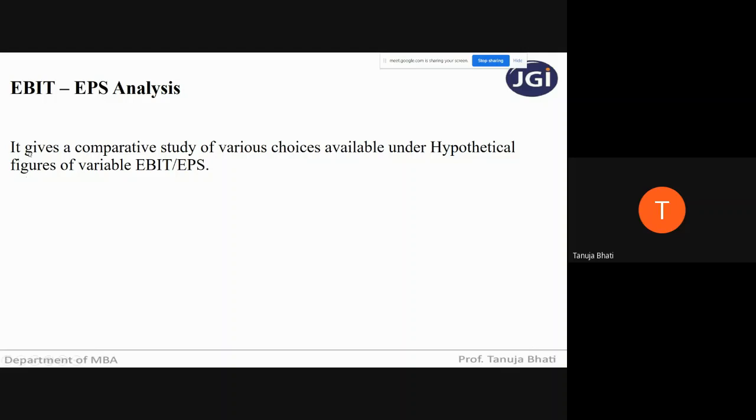So, see students, it gives a comparative study of various choices available under hypothetical figures of variable EBIT and EPS. So, what does it mean? EPS keeps changing depending upon your financial mix. Like either you want debt and equity, either you want preference and equity, either you want term loan and debt.